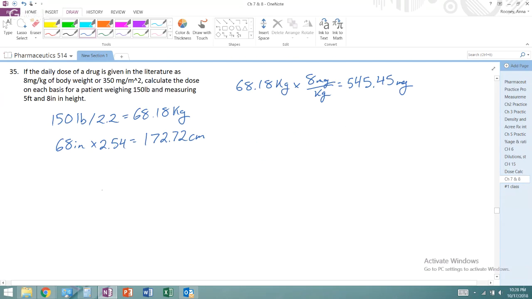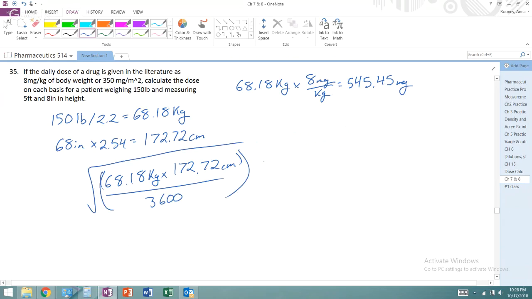So now we're going to do the height and the weight. So 68.18 kilograms times 172.72 centimeters over 3,600. And I'll take the square root of that.